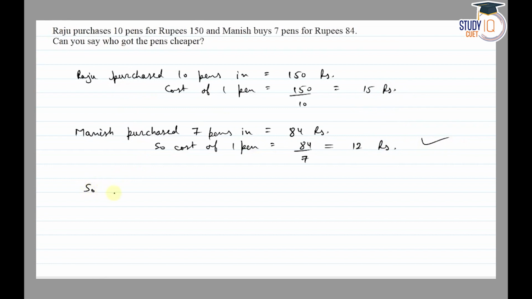So Manish purchased cheaper pen than Raju. That's our final answer.